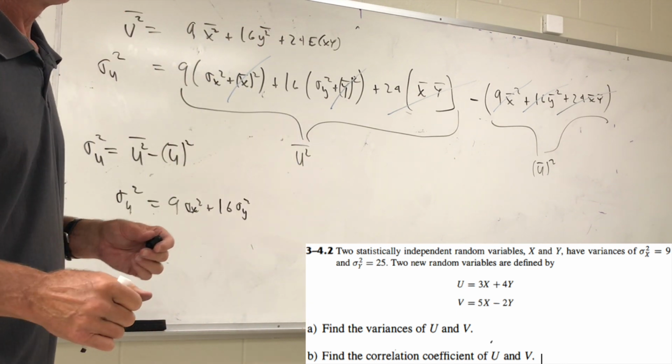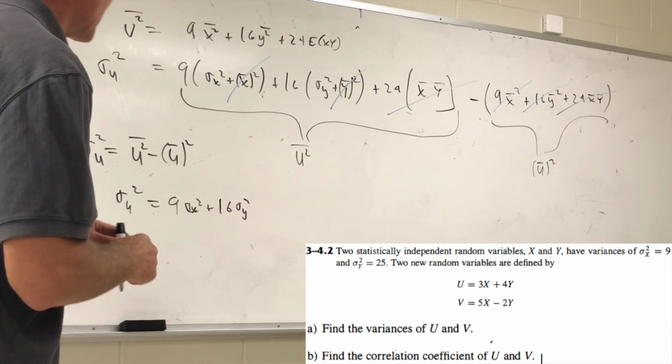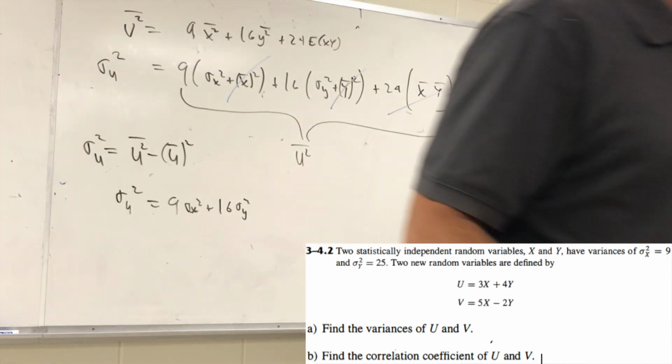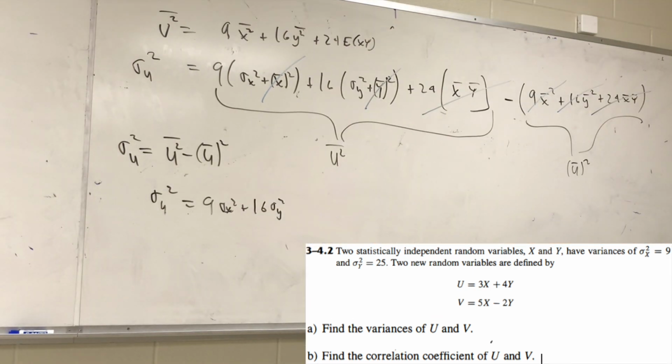And that's it, right? Now here's the moral of the story on this one. We'll get to the V part, but you're going to see it's the same deal that I just did here. But I'm going to write this down, and it's in the book. It won't matter if they're correlated or uncorrelated. 3-28.